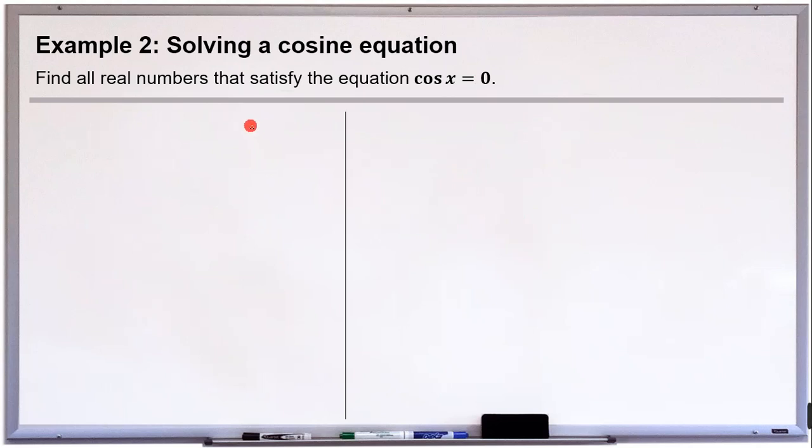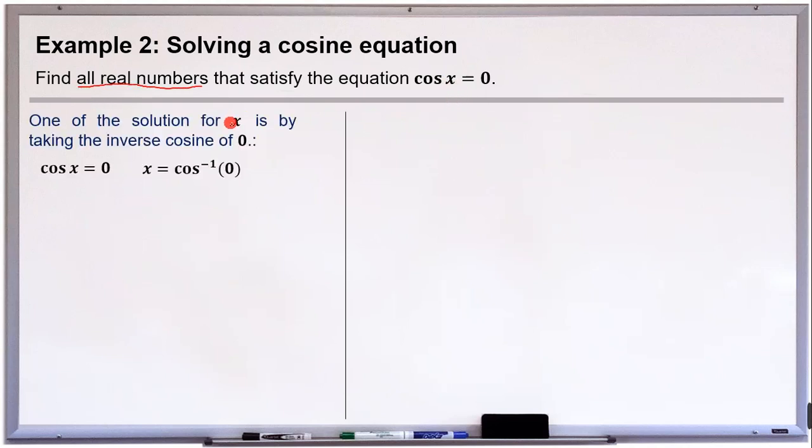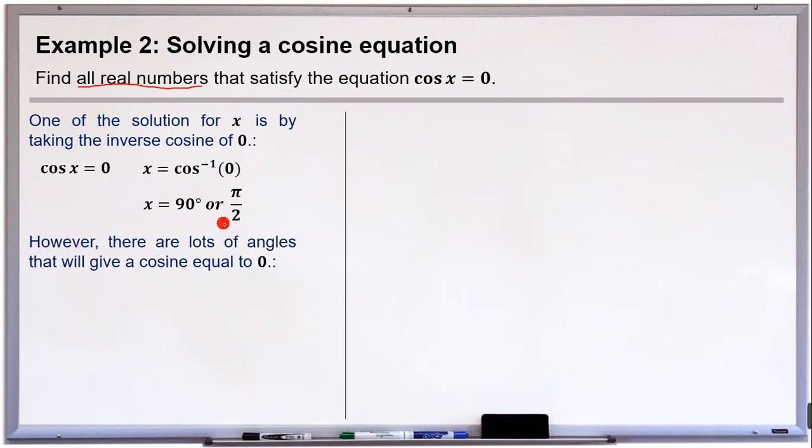For number 2, solving another cosine equation, this time cosine of x equals 0. Again, we're going to find all real numbers for x. So one of the solutions for x is by taking the inverse cosine of 0. An angle that will give a cosine of 0 is 90 degrees, or pi over 2 in radians. However, again, cosine is periodic, so there are lots of angles that will give a cosine equal to 0.